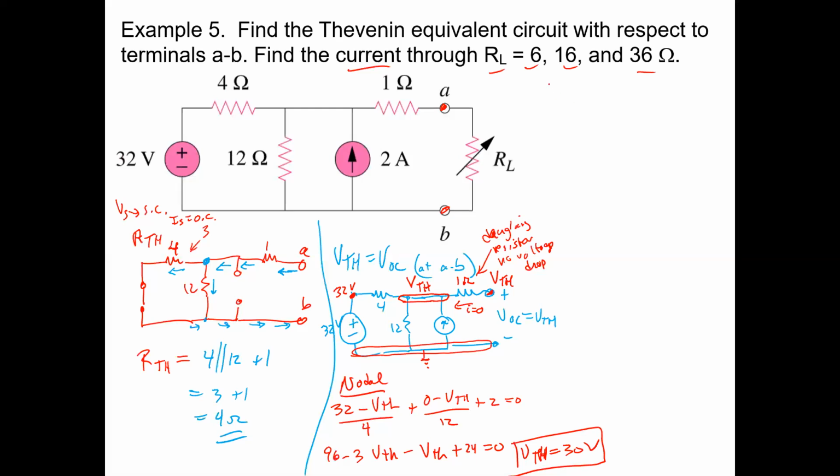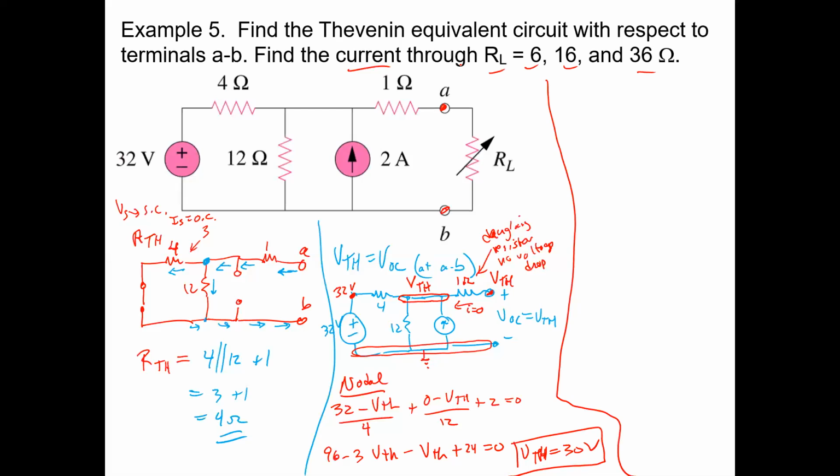I hope you left enough room on the right side, because we're now going to answer the original question, which was, what's the current through RL if RL was 6, 16, and 36? If you didn't have Thevenin's theorem, David, question? Could you solve for the Thevenin equivalent using source transforms? You already did that last week. Yes, you could. That was basically homework 5. Source transforms are one way to find Thevenin equivalents.